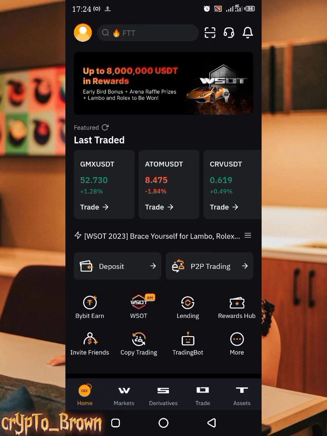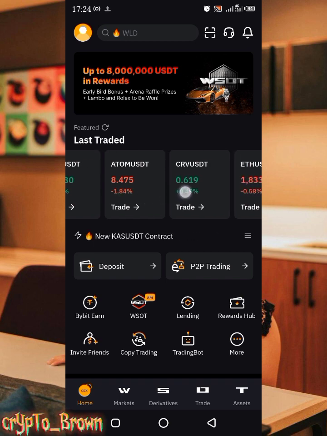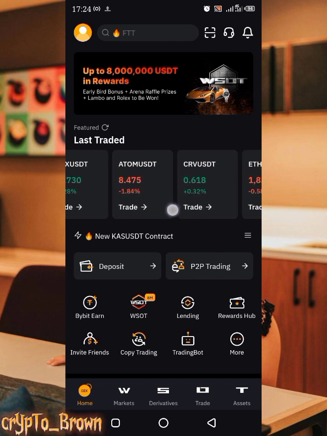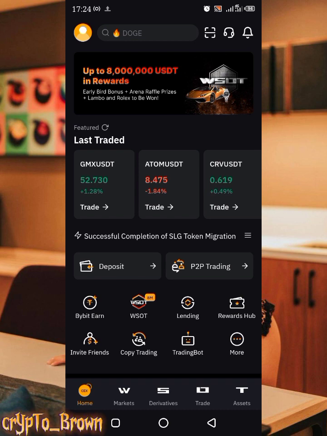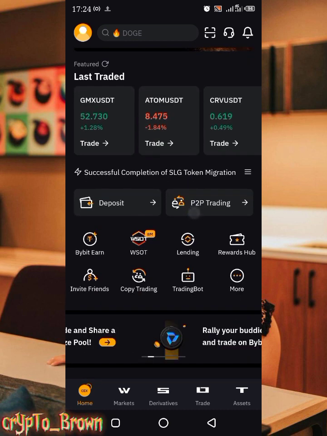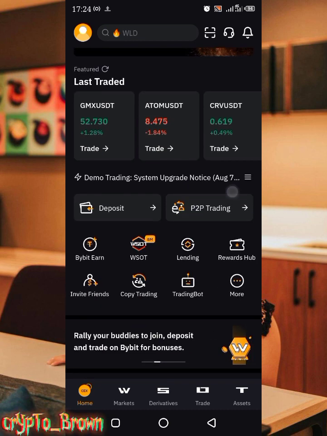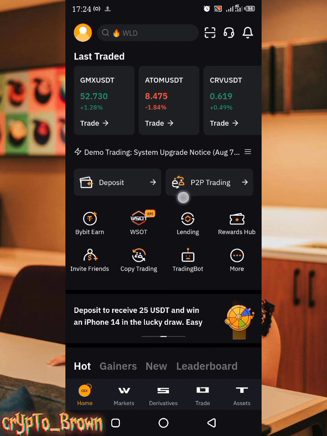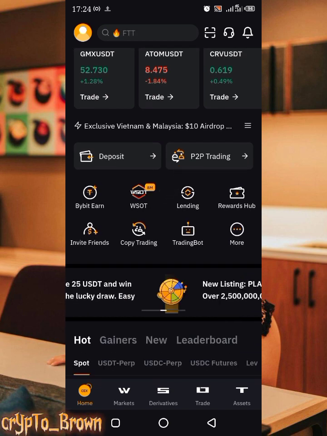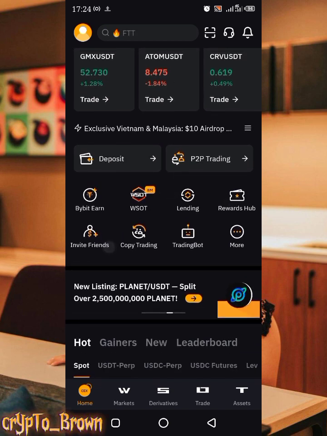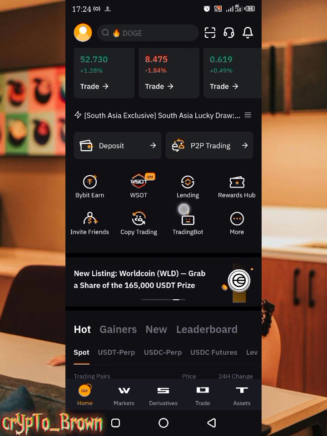It's not like Binance where you go to the home tab and you see some markets and other stuff over there. At the home tab, you'll see the last trade that you took, and you can see your deposits and your P2P trade.